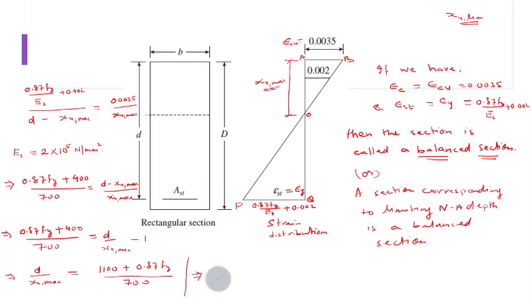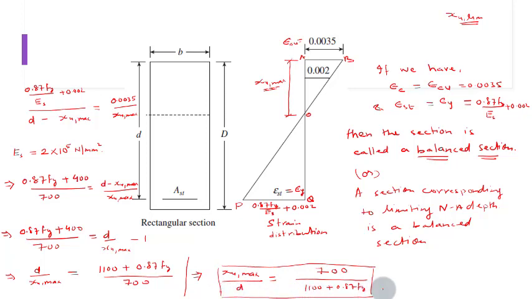This expression you can note, we can have a relationship of XU max by D equal to 700 divided by (1100 plus 0.87 Fy). So this is the expression for maximum neutral axis depth. Please note, since we had given the input value of modulus of elasticity unit as Newton per mm square, unit of Fy should be in Newton per mm square.